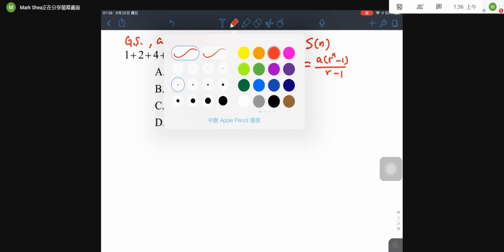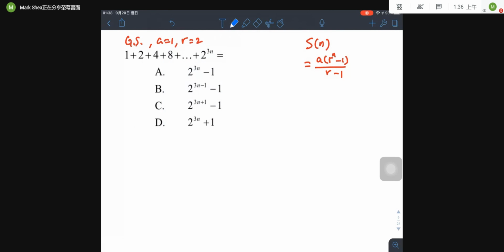And for the question, it starts from 1 and then 2 and then 4 and then 8. So this means that actually there are totally 3n plus 1 terms. Now, how can we know that it is 3n plus 1? For the 1, it is 2 to the power 0. For 2, it is 2 to the power 1. And 4 is 2 to the power 2. 8 is 2 to the power 3, and so on.